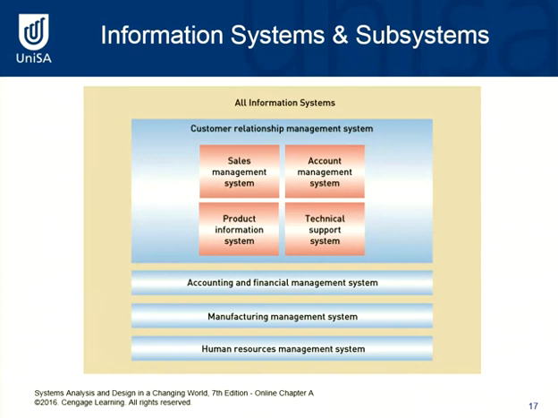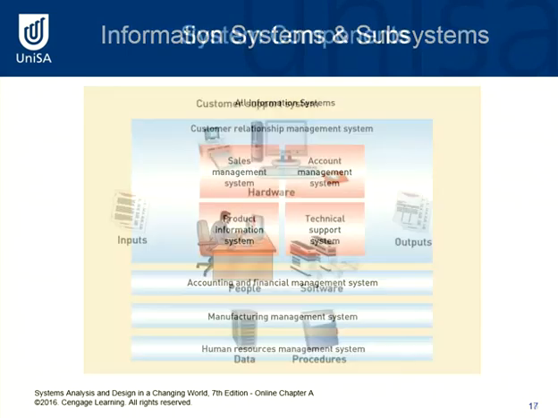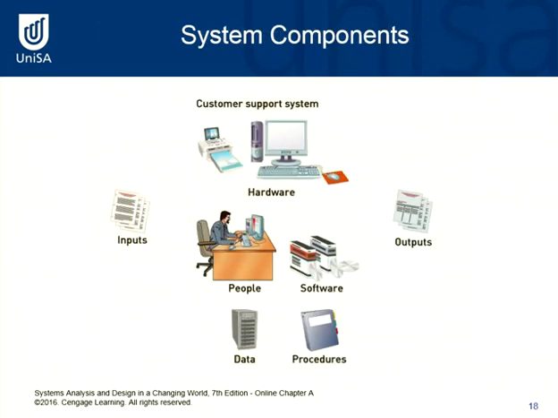So when we talk about systems, there can be multiple systems, there can be subsystems which are part of systems, and there can be standalone information systems, which all make up an organisation's information systems. So this is just a visual representation of how it can all fit together.